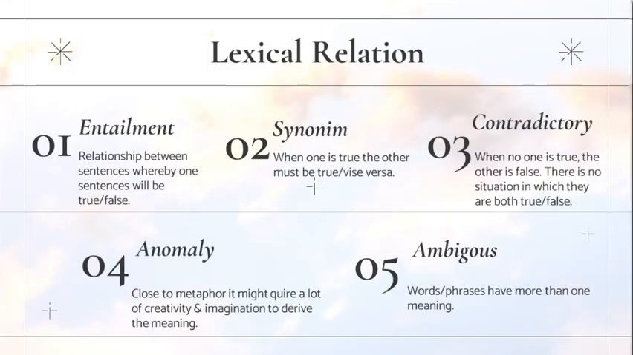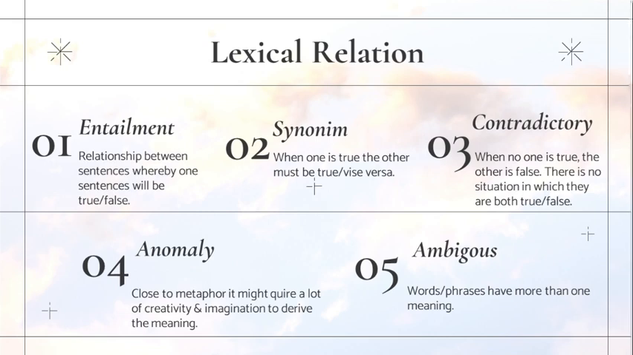Lexical relation. Analyzing the meaning by seeing lexical relation between each other. There are synonym, antonym, entailment, contradictory, ambiguous, and anomaly. For the first, entailment, or logic. Relationship between sentences whereby if one sentence is true or false, so the other is also true or right. Something that logically follows from what is asserted in the utterance.